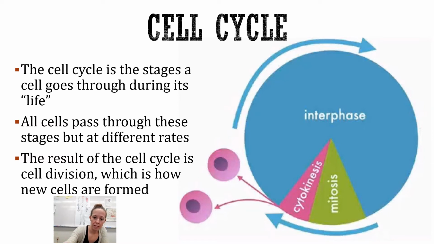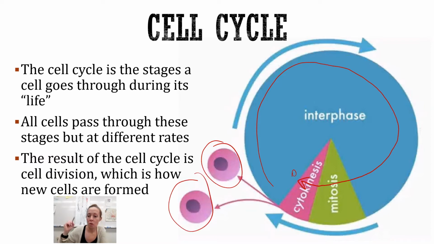Okay, so this is the cell cycle here. Let's see if my pen will work. We start here at interphase. We go all the way around. It stays in interphase the longest, then mitosis, and then cytokinesis. After cytokinesis, we end up with our two cells rather than our one cell.